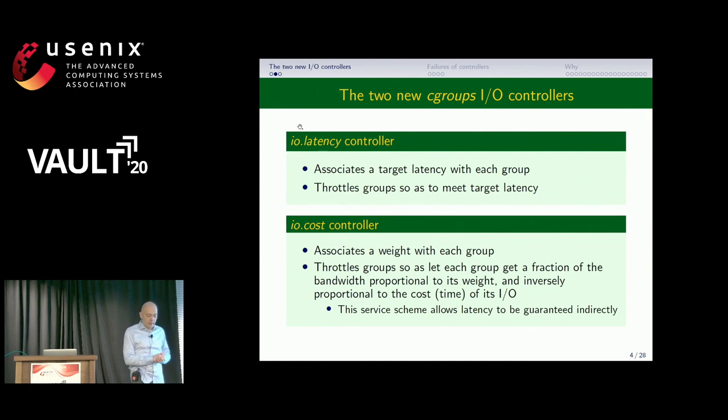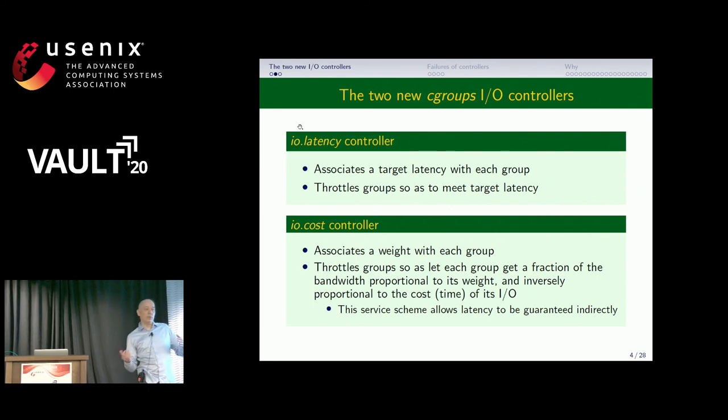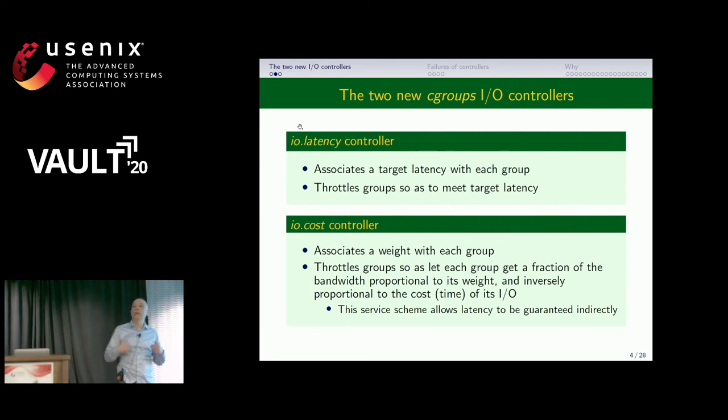So the idea is that the more a group does some I/O that costs a lot, that takes a lot of time to be completed, random I/O for example, the lower the percentage of the drive time given to that group, so that the group does not lower the throughput too much. It is sort of punished for doing costly I/O. So this is the policy. And with this scheme, you can also provide latency guarantees because you can just assign to a group a bandwidth compatible with the latency that you want to get.